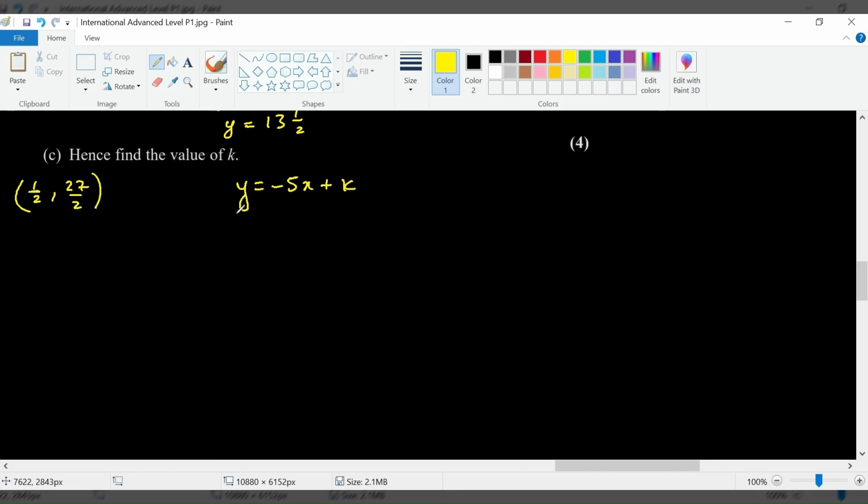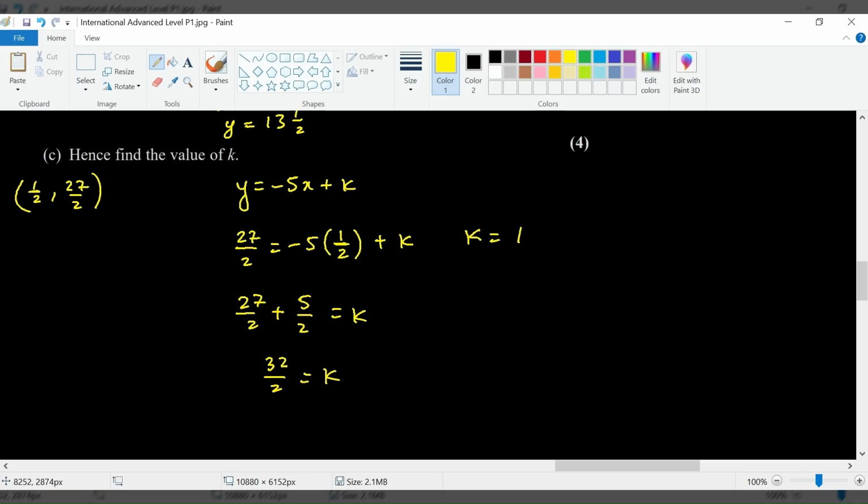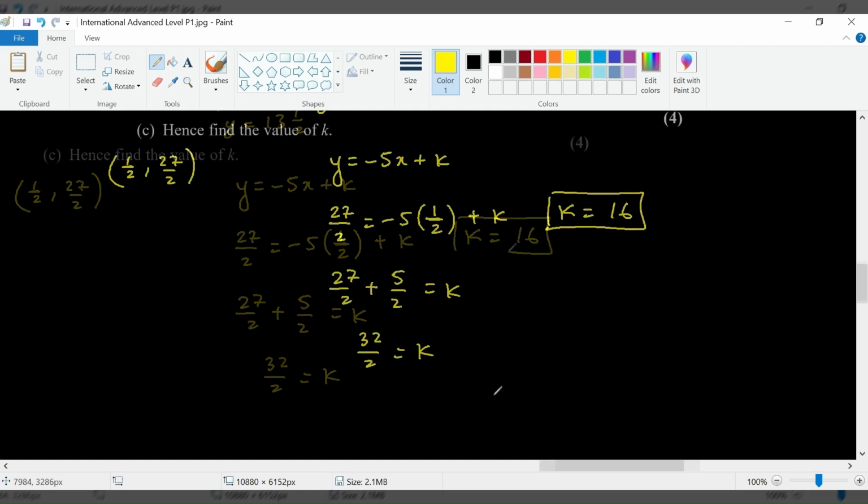Now this means I know the value of y. The value of y is 27 over 2, which is equals to negative 5 multiplied by 1 over 2, which is the value of x, plus k. I will take minus 5 times 1 over 2 to the other side and make it positive 5 over 2, and this is going to be 32 over 2, which is going to be the value of k, and the value of k is going to be 16. This is the final answer.